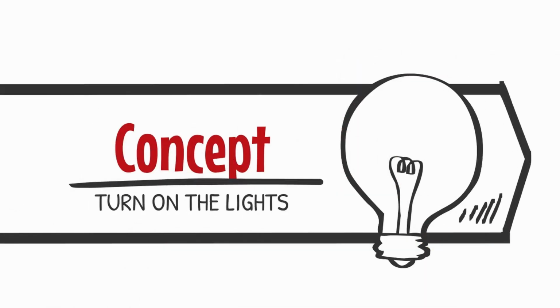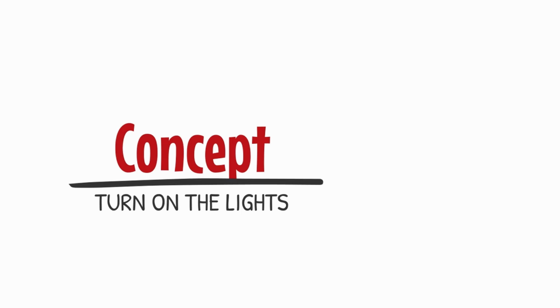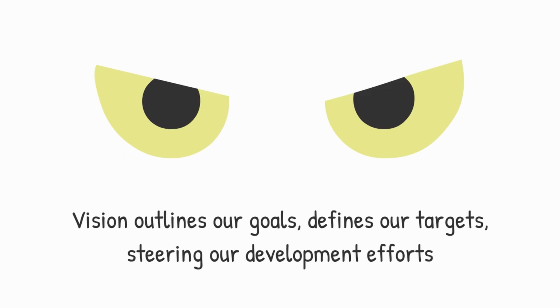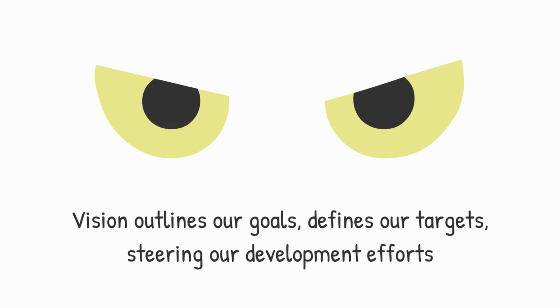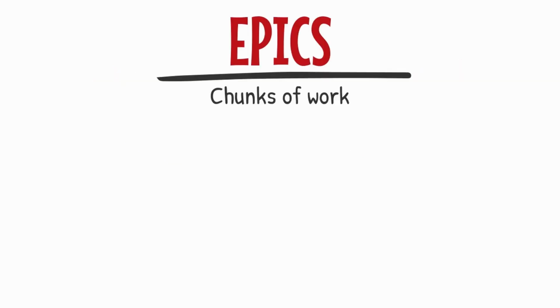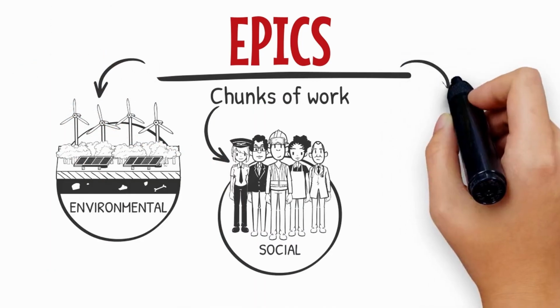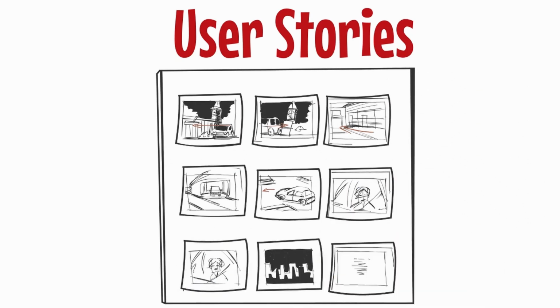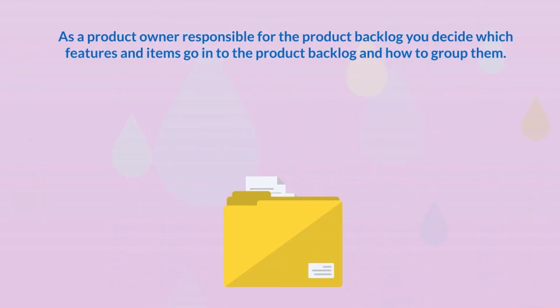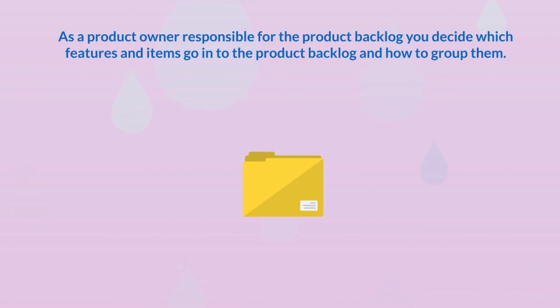Product development in Agile starts with high-level concepts that ignite the inception of a new product. This leads to a product vision that outlines our goals and defines our targets, steering our development efforts. The vision then gets translated into actionable chunks of work, referred to as epics, and finally into a prioritized list of tasks in the form of user stories that form the product backlog, from which the development team will plan and execute their work. As a product owner responsible for the product backlog, you decide which features and items go into the product backlog and how to group them. Now let's see what we have discussed in action.